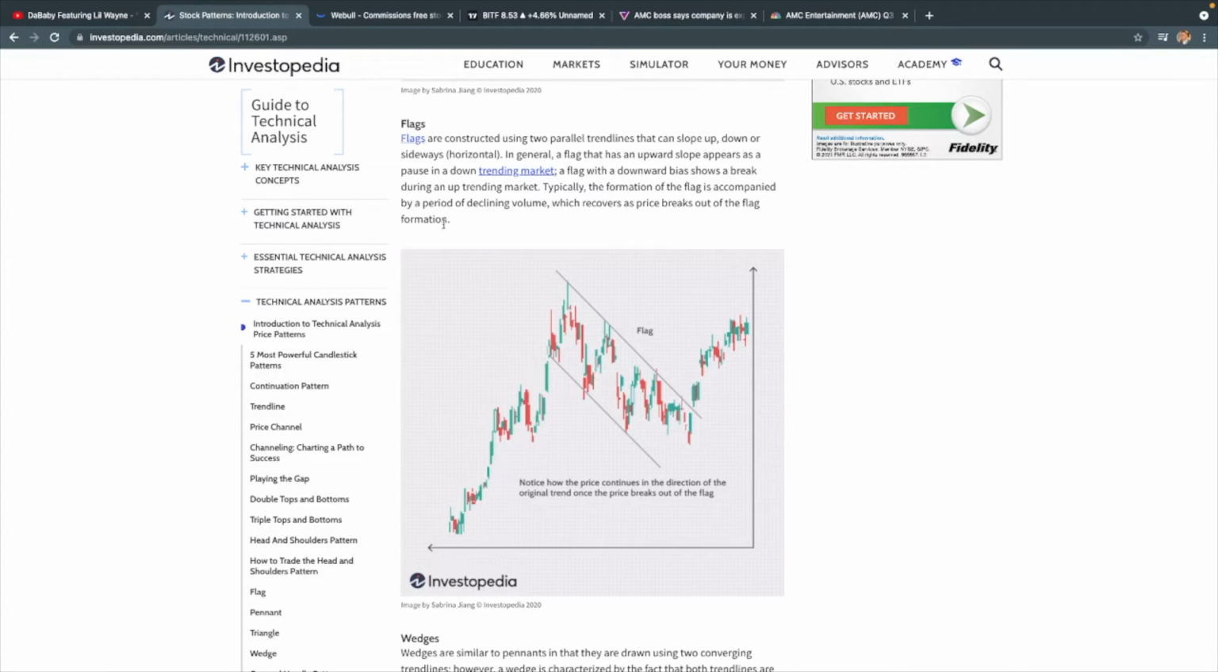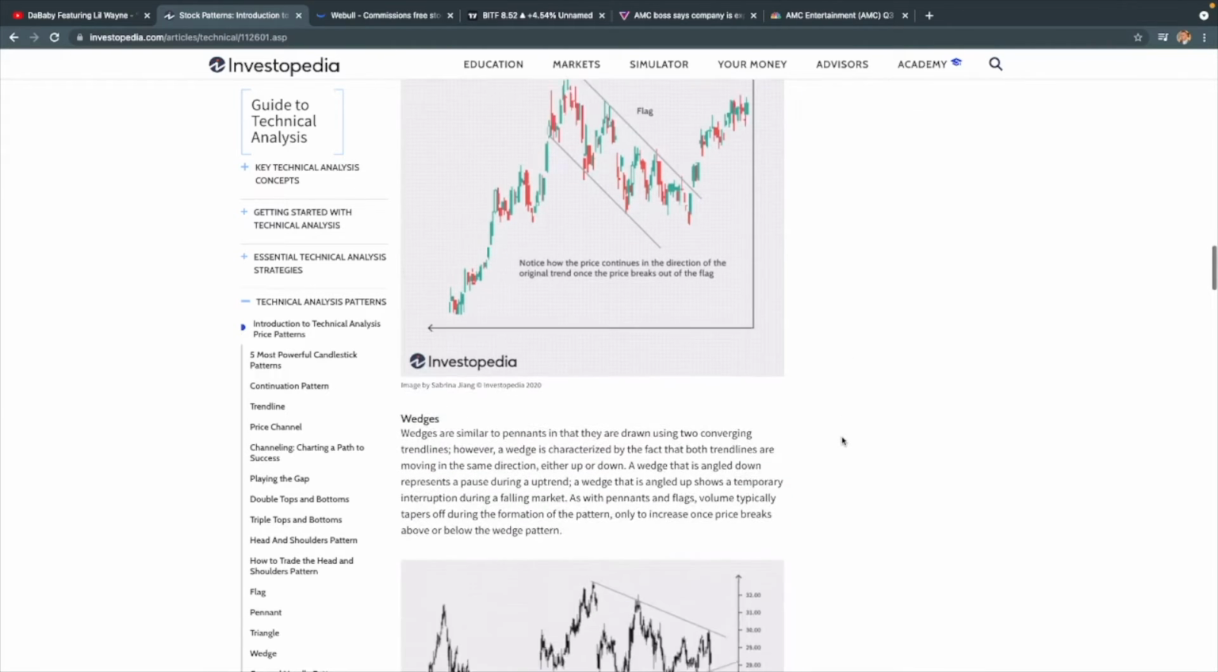Typically, the formation of the flag is accompanied by a period of declining volume, which recovers as price breaks out of the flag formation. Okay, so this is the flag right here: up, down, up. So you can see right there that it's gonna go up, trick people, come back down, and go up again. So that could cause you to sell off right here. Like you bought here, you're going up, you're like, oh no, it's going down, you sell off, but in reality, it's going higher. Okay, so that's the bull flag.